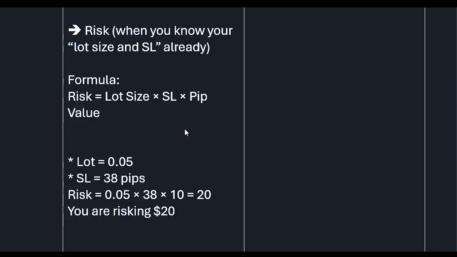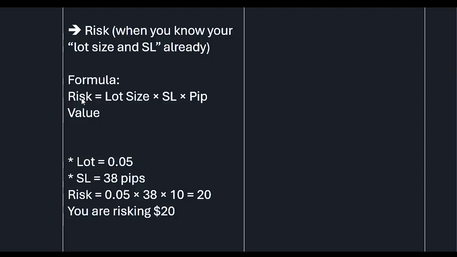Now, in some cases, you already know the lot size you want to take. Most of us usually go with 0.01 lot size, 0.02 lot size. So you already know the lot size you want to take, and you already know where you want to set your stop loss. But the problem is that you don't know how much you want to risk. In this kind of situation, this is a simple formula that you can use to determine your risk.